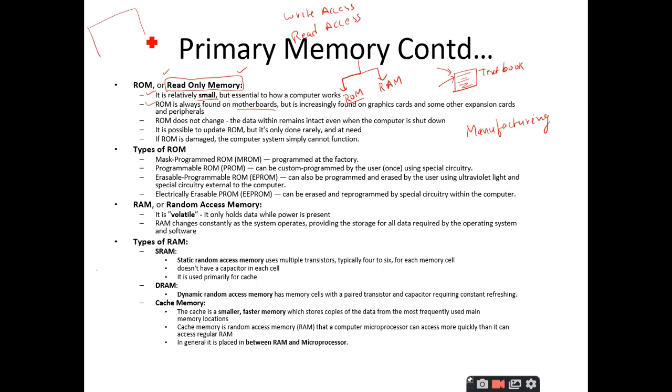As I told, the motherboard is a chip unit which embeds a lot of components like the processing unit, RAM will be there, ROM will be there. So, the ROM is always present on the motherboards, and ROM does not change. This is the actual definition of ROM. You can only read, but you cannot change it. It is also a permanent storage. So, when the computer is shut down, it retains the contents as they are. And it is possible to update the ROM, but it is only done rarely and when needed. We will see how we can update it.